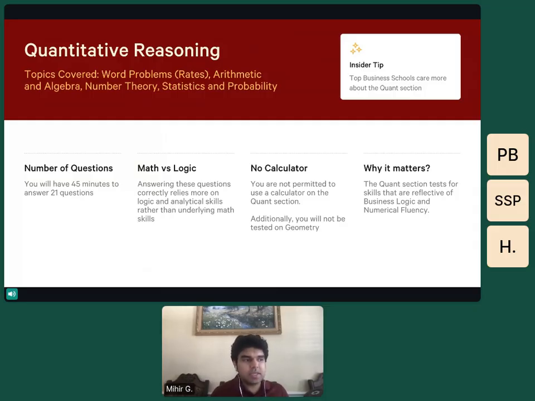You are not allowed to use a calculator on the quantitative reasoning section. And in addition, you will not be tested on geometry. This quant section is really important, and top business schools care a lot about it, more than they do other sections, because this tests for skills that are relevant for business logic and numerical fluency.